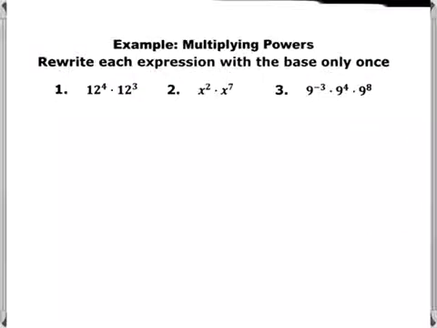So let's look at a few examples here. We've got 12 to the 4th times 12 to the 3rd. Our bases are the same, they're both 12. So we're going to take 12 and we're going to add the exponents together. So that means we end up with 12 to the 7th power.